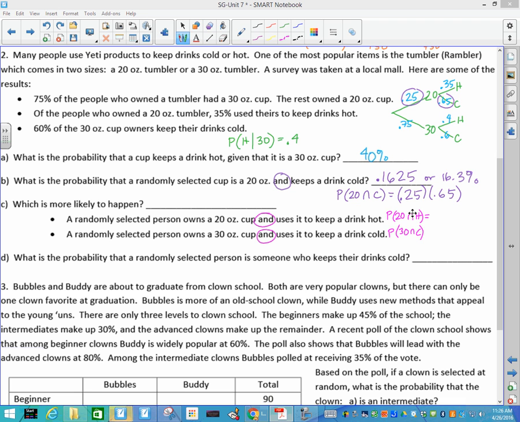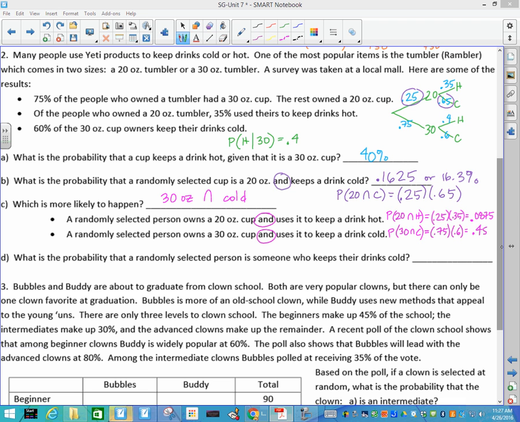So 20 and hot is 0.25 times 0.35, and that gives me 0.0875. 30 and cold is going to be 0.75 and 0.6, which is 0.45. So which one is more likely to happen? The one that has the higher percentage. So I'm going to say a 30-ounce cup and cold.